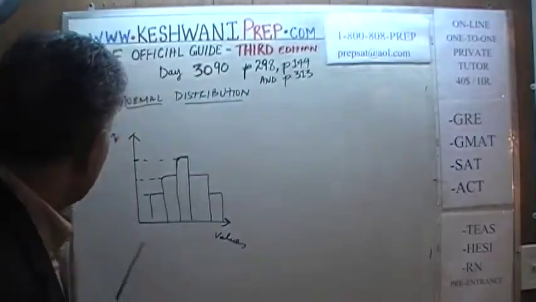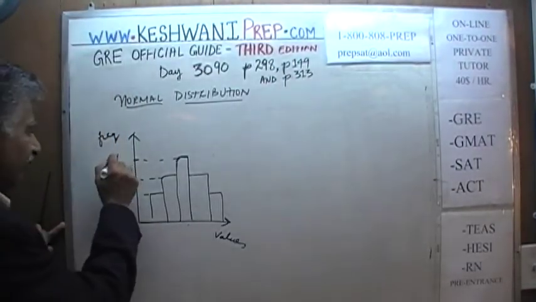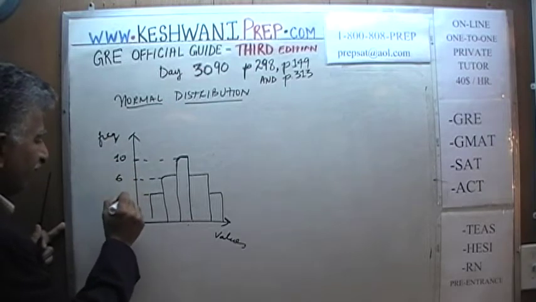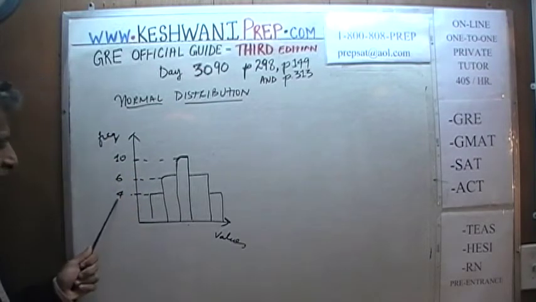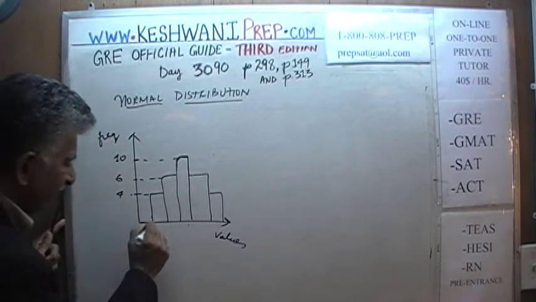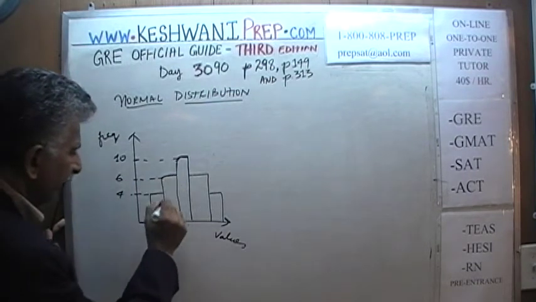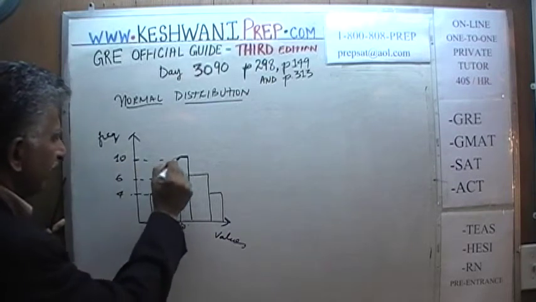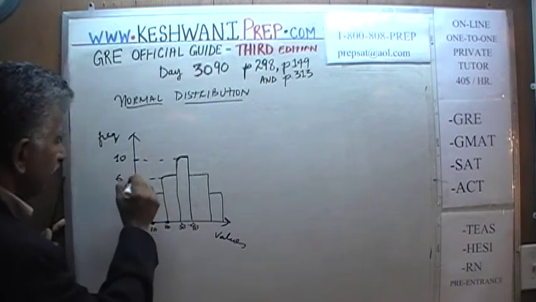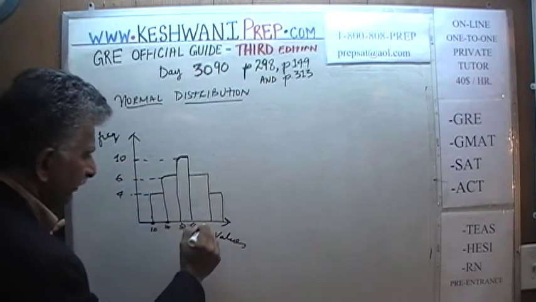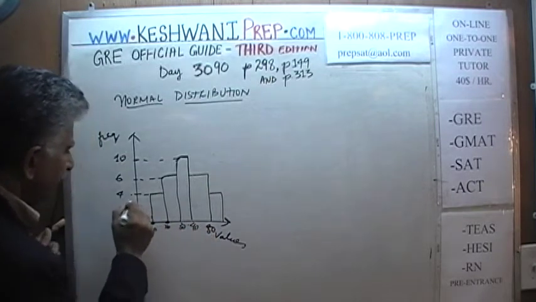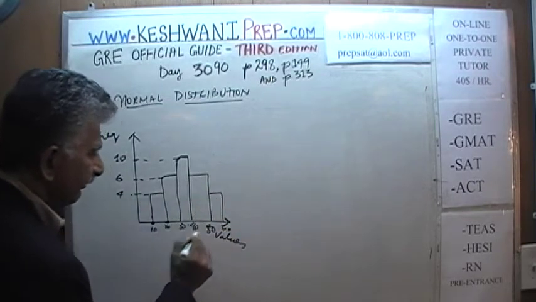So here, say for example, I'm just going to make something up. Let's say this is 10 and this is a 6 and a 4. So we have four observations of values that fell between 10 and 20. We have 6 observations that fell between 20 and 30. Then we had 10 observations that fell between 30 and 40. Then we had another 6 observations that fell between 40 and 50. And finally, we had 4 observations that fell between 50 and 60.